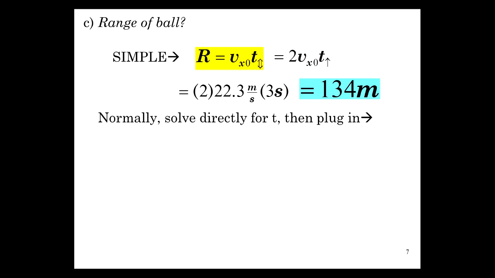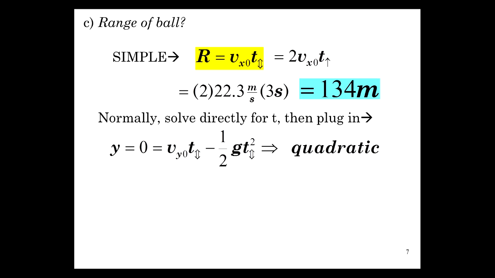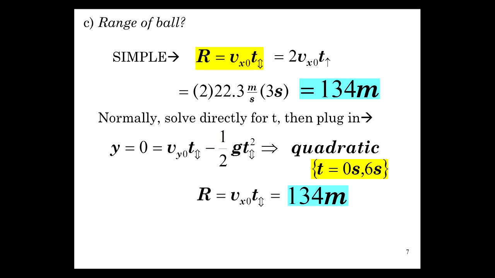Now we normally solve directly for t and then plug it into the range equation. So here's our vertical position. Well, now it begins and ends with 0. So it's Vy0 t up and down minus 1/2 g t up and down squared. Now in general, this will give you a quadratic equation. And in this case, 0 solves this problem, and so does 6 seconds. So range is Vx0 times time up and down, which is 134 meters. Woohoo!